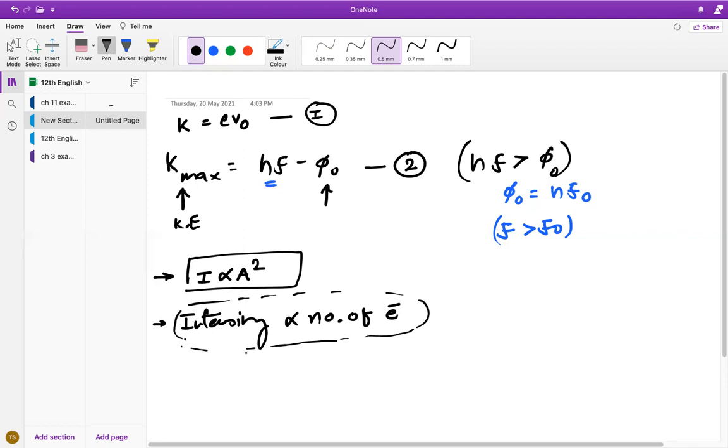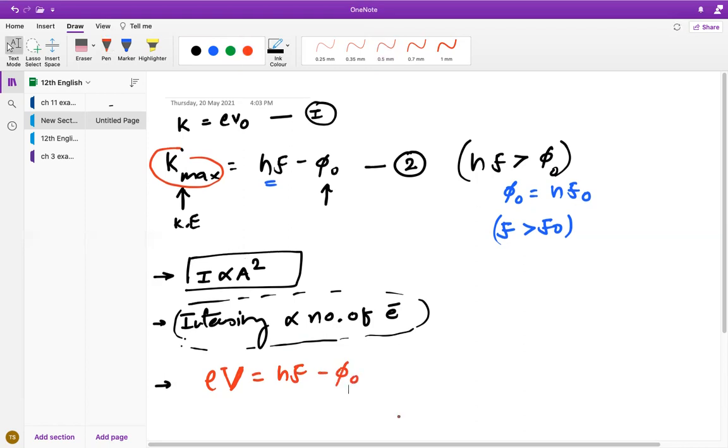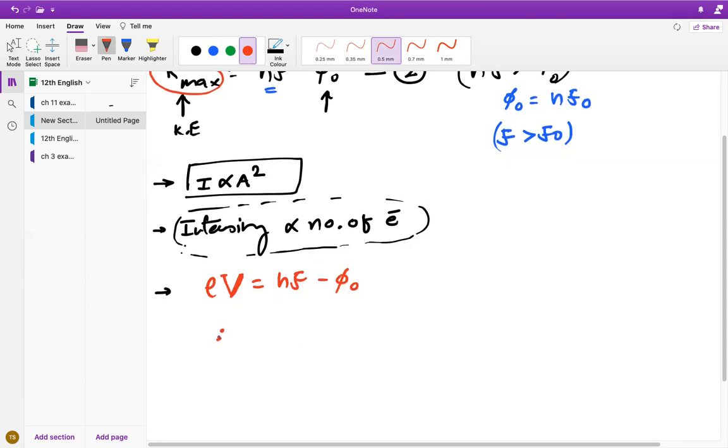So I am using my expression, the kinetic energy, which has the unit joule. But the whole story going on is in terms of voltage. So eV equals hf minus phi naught. Right. So I can say my voltage is V equals h by e into f, minus phi naught by e.